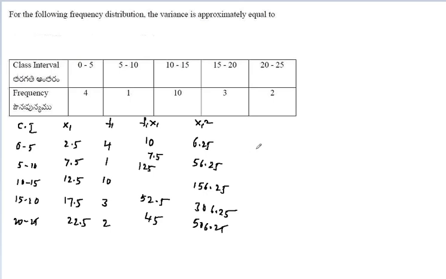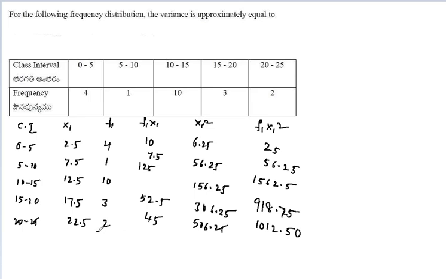506.25. Now we find fi into xi square, that is 4 into 6.25, that is 25, and 1 into 56.25, that is 56.25. Therefore 10 into 156.25, that is 1562.5. 3 into 306.25, that is 918.75. And lastly 2 into 506.25, that is 1012.50. Now we add these.